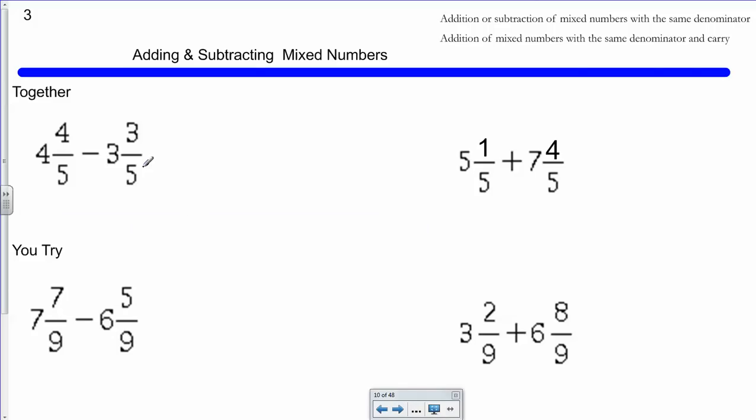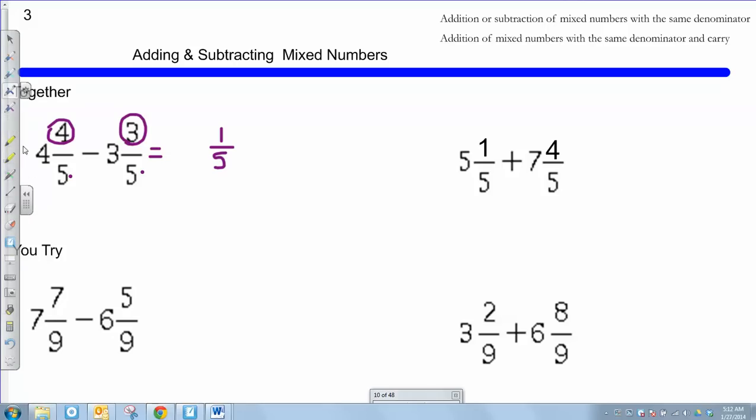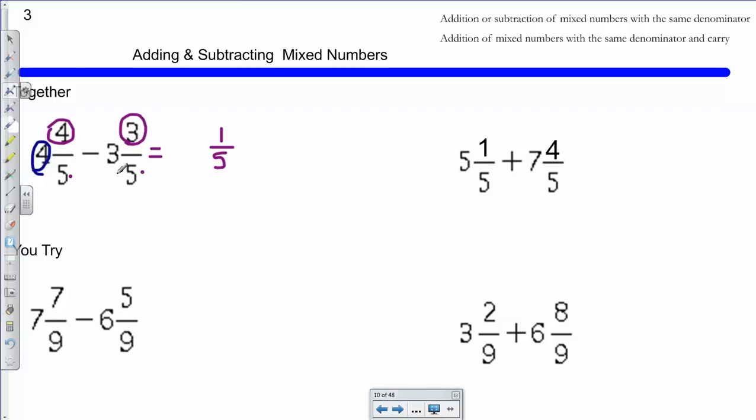Here's our first problem. Notice we already have the same denominator, so this is going to be fairly simple to do here. Since we have the same denominator, we just need to look at our numerators. So I know I'm going to have 4 minus 3 is 1/5. And then now I need to look only at my whole numbers. So I have 4 minus 3 is 1. So my answer is 1 1/5.